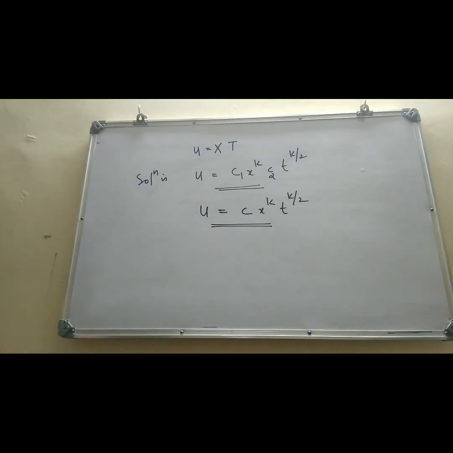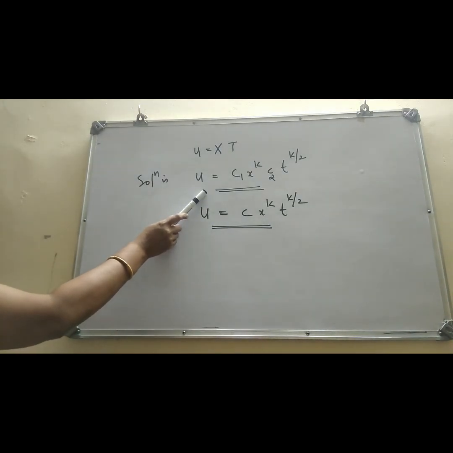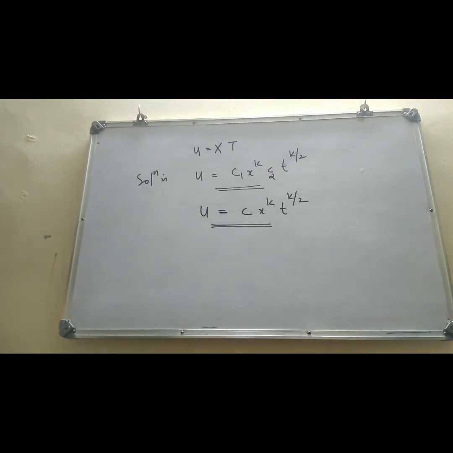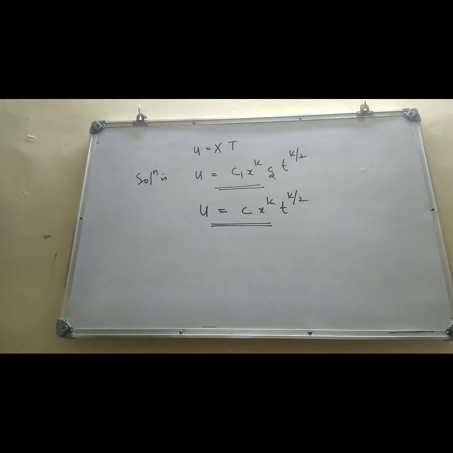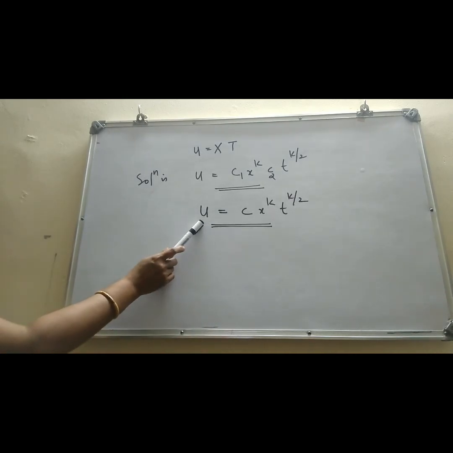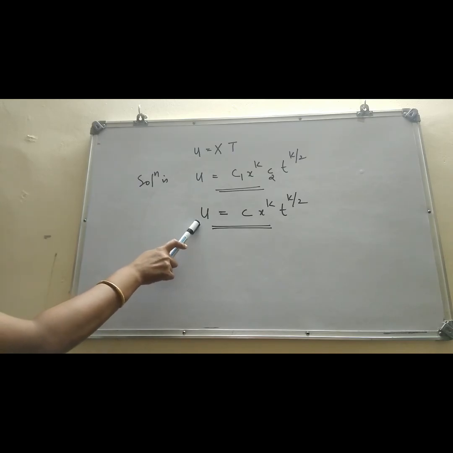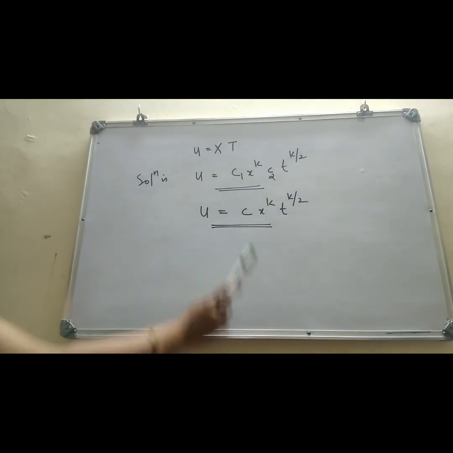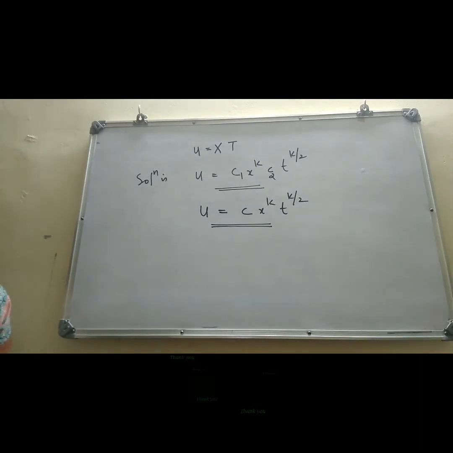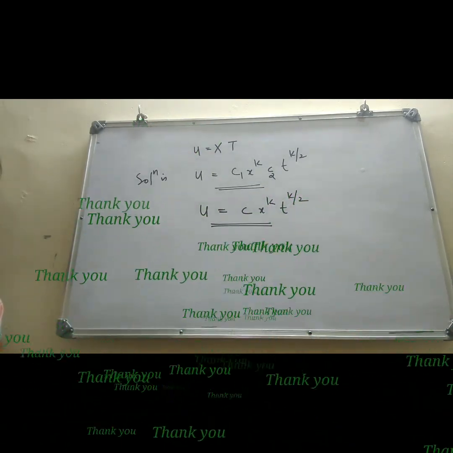Here we assume the solution as u equal to X T. So substitute the values of capital X and T in u, we will get the solution of the given partial differential equation. Hence the solution of the partial differential equation is u is equal to c1 x raised to k c2 t raised to k by 2. Again, since c1 c2 are arbitrary constants, you can replace c1 into c2 as c. So it can be written as u is equal to c into x raised to k t raised to k by 2, which is the general solution of the given partial differential equation.